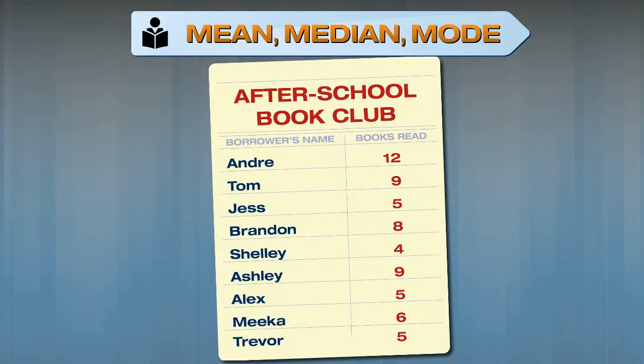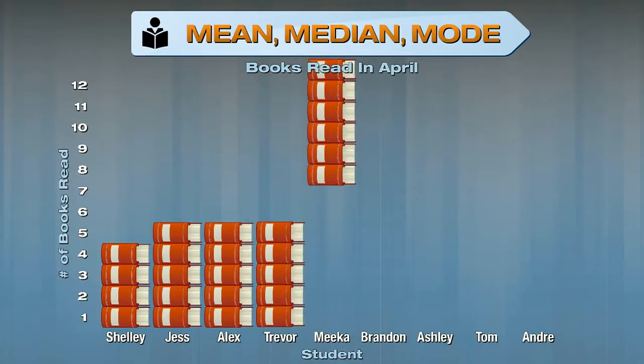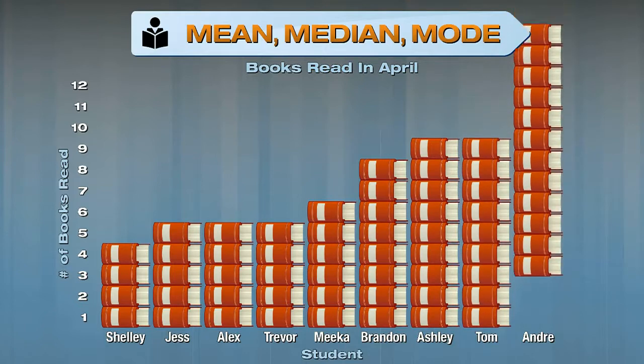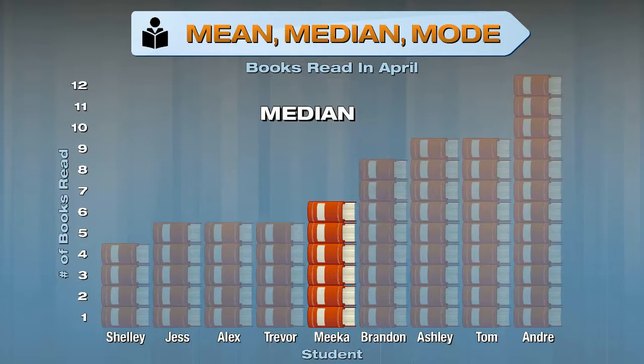One way to describe the number of books read by a typical club member is to use the middle number. We can arrange the number of books read in order from smallest to largest to determine the middle number. This number is called the median. In this case, the median, or middle number, is 6.